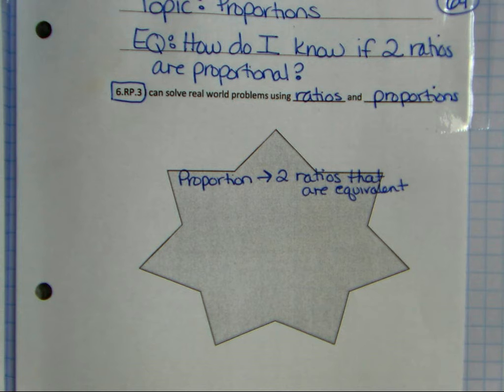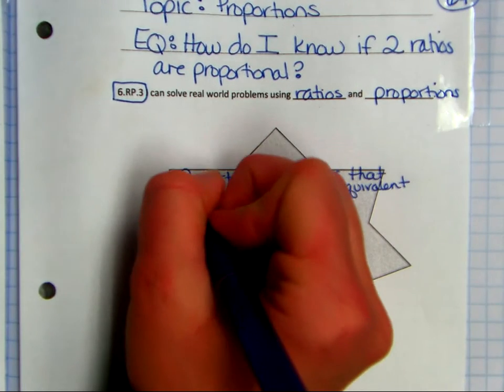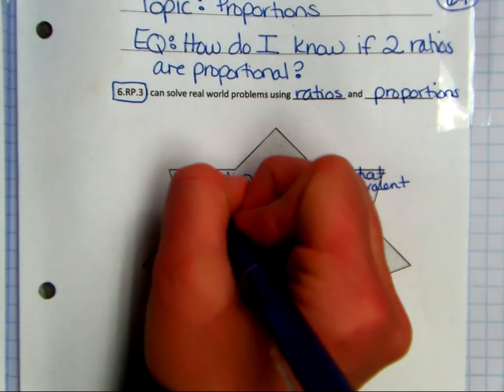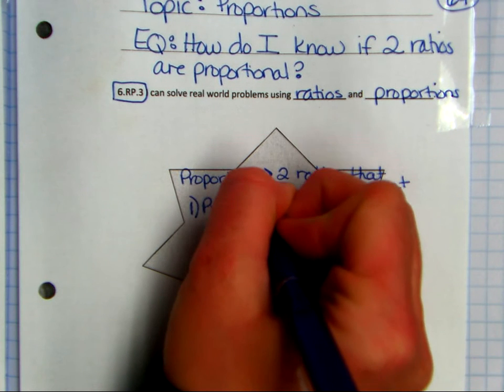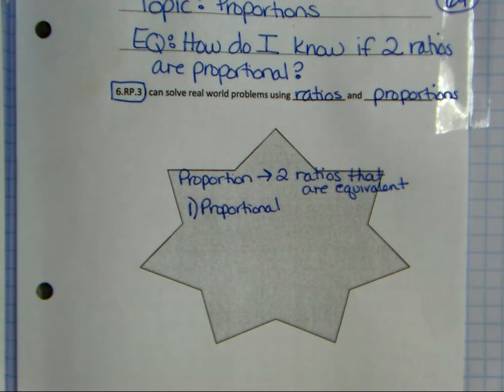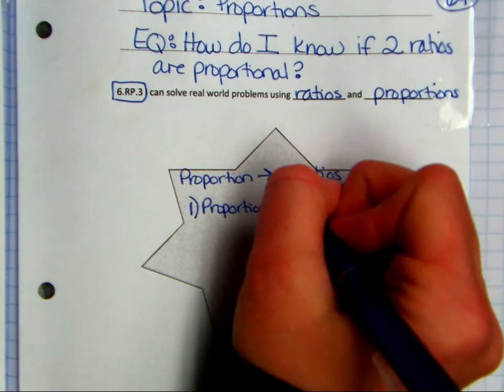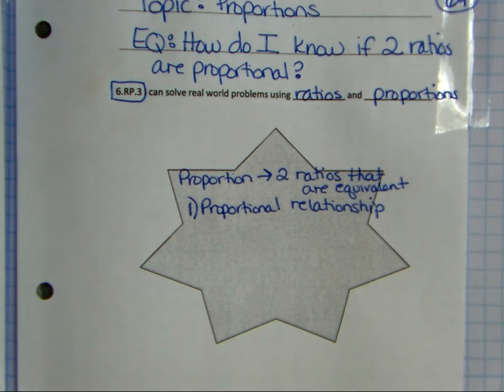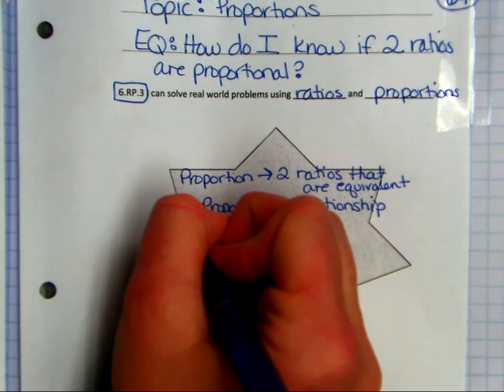So when we're doing this, there are two ways that we can check to see if they are proportional. The first way is we can look at the proportional relationship, which is a fancy way of saying, can we find a pattern that relates the two together? I like to look for a proportional relationship first because I find that it's the easiest way to do it, but the problem is it's not always there.